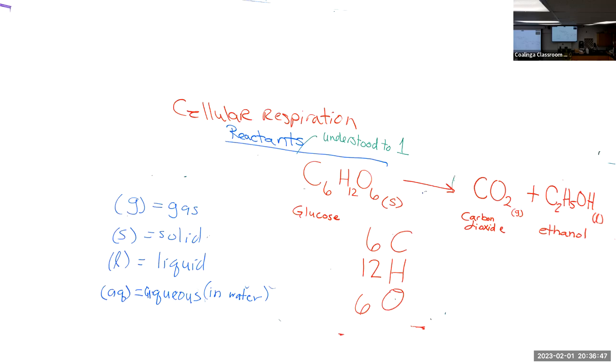Okay, so now on our product side. Now, which side is the product side? Okay, the side with the ethanol and the carbon dioxide. How many carbons do I have? Three. Because I have one here, one there, one here, right? And then I have two here. So that's how I got my three.